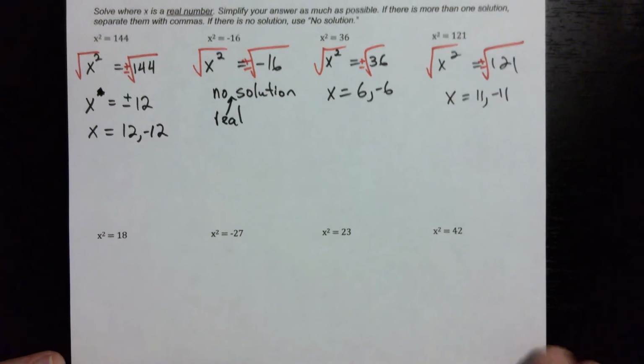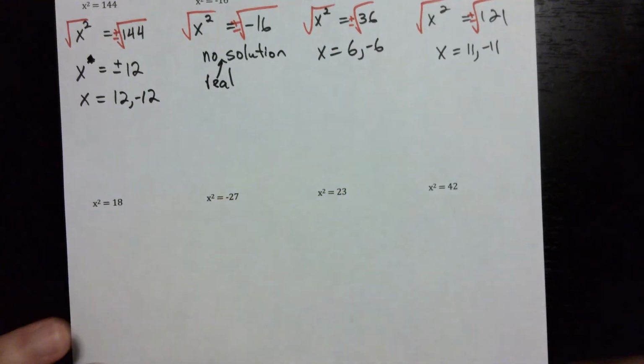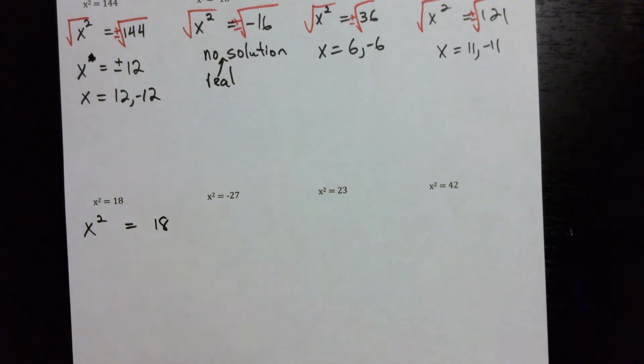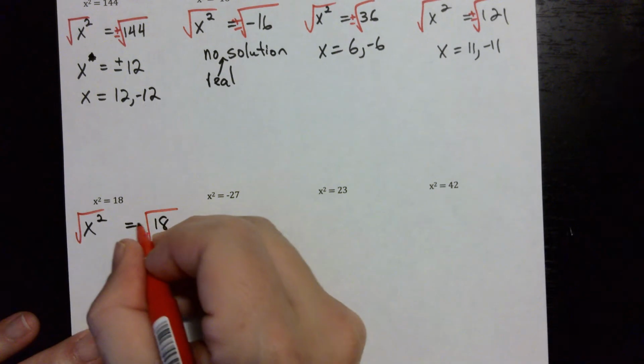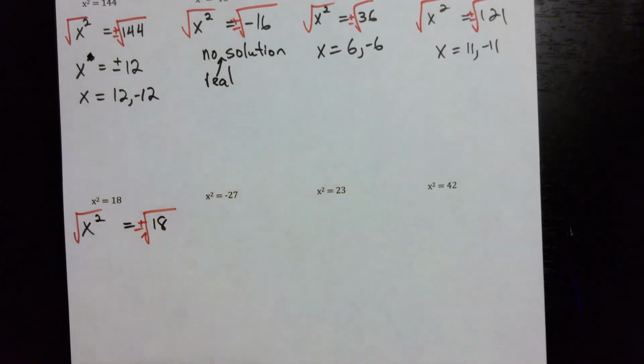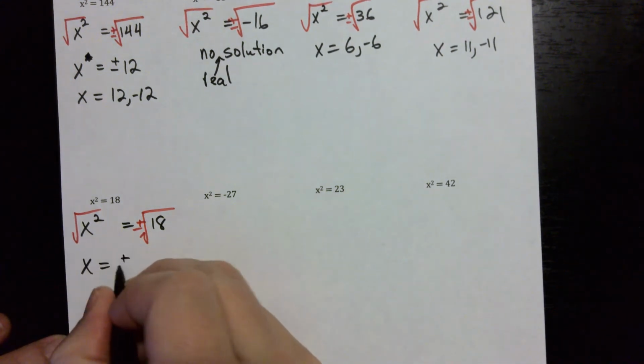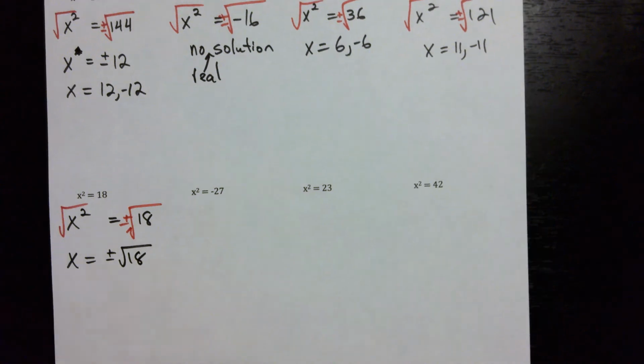Okay, get down here. So x squared equals 18. Do the square root and put the plus or minus. Okay, so that gives me x is equal to plus or minus the square root of 18. That doesn't have a whole number solution, but we can reduce it. Look at your square numbers.